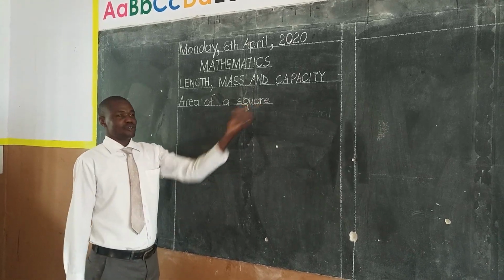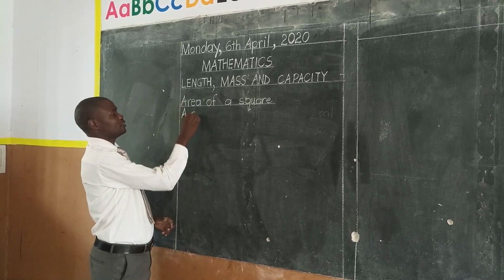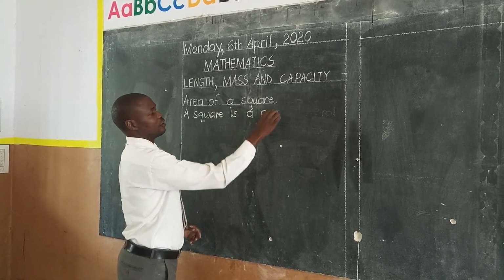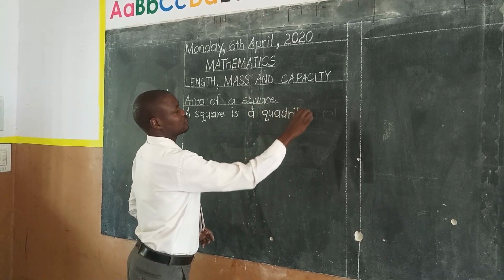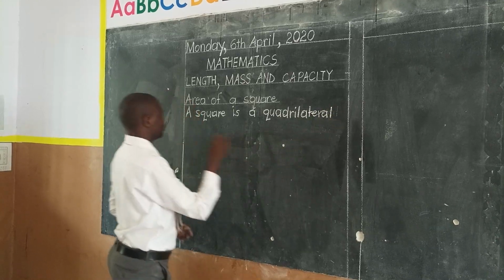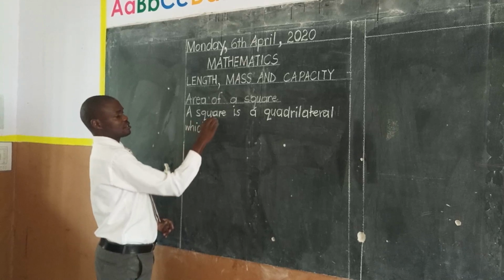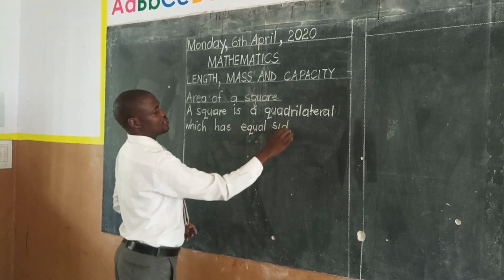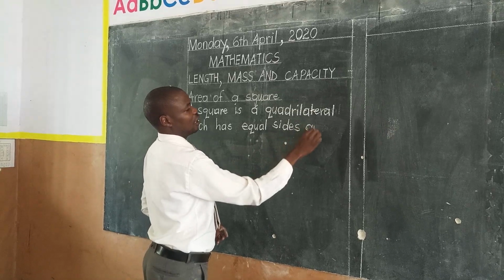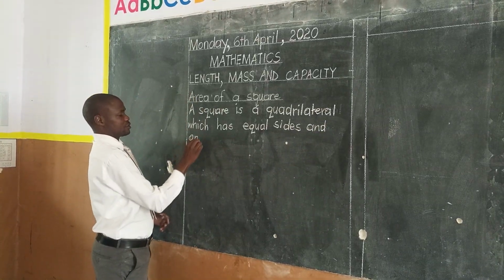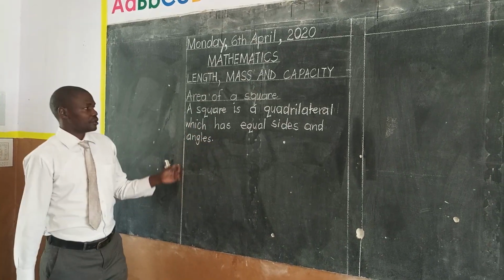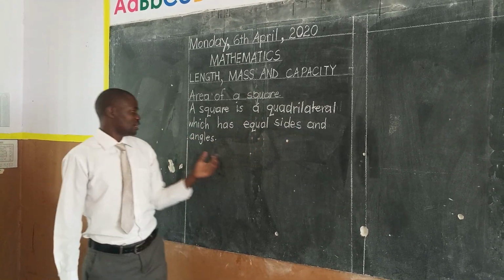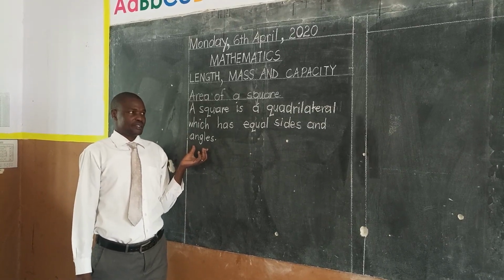A square is not something new to you, I know. So a square is a quadrilateral which has equal sides and angles. Let's repeat this. We are saying a square is a quadrilateral which has equal sides and angles. That's what the square is.